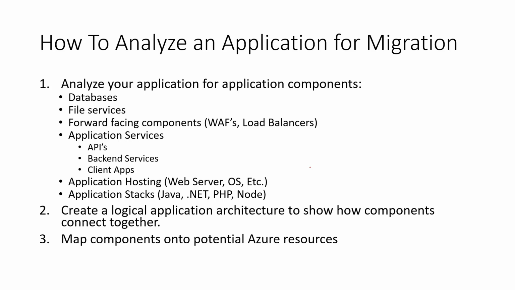Now, this is the process that you want to follow to analyze an application for migration, to break it down. You start with the application components. You want to look at what the databases look like. We didn't talk about databases. Migrating databases is a whole other topic, which should take another webinar, which we might do in the future. And then you look for things like file services. You look for forward-facing components like web application firewalls and load balancers.